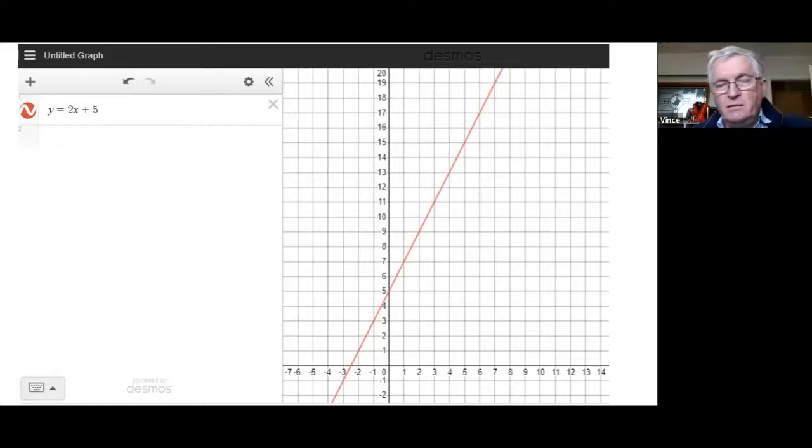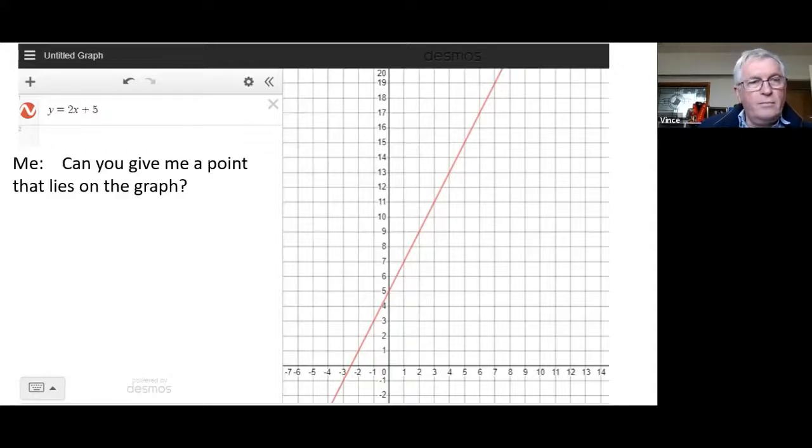Oh, what do you notice? Oh, it's a straight line. Why do you think that happens? Oh, I haven't really got any idea why that would happen. Okay, that's fine. A procedural question. Can you give me a point that lies on that graph?